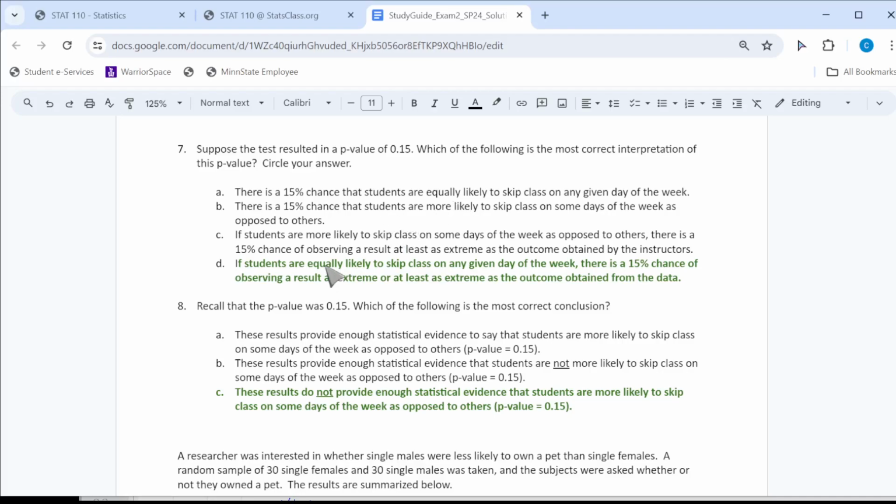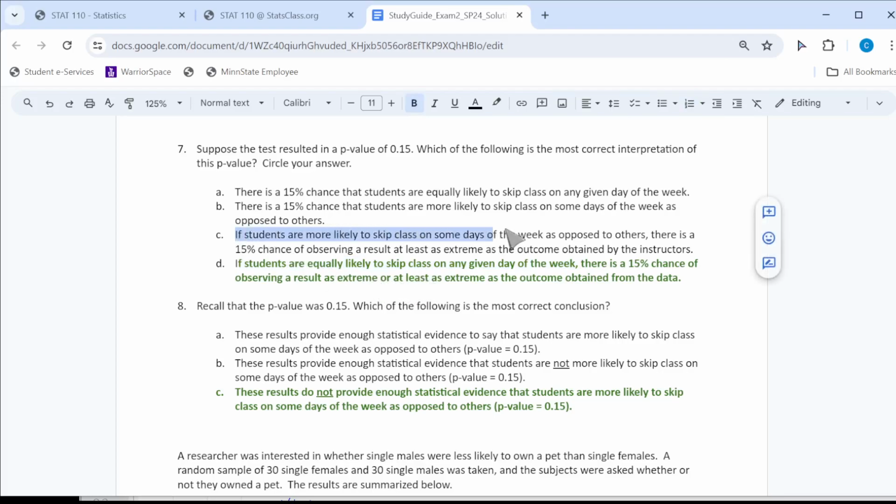So here, there is a 15% chance of observing a result as extreme or at least as extreme as the outcome obtained from the data. That's definitely the interpretation of the p-value. But again, it's under the assumption that students are equally likely to skip. So we're trying to measure how extreme our data values are under this situation of equally likely. So D is going to be the answer here.